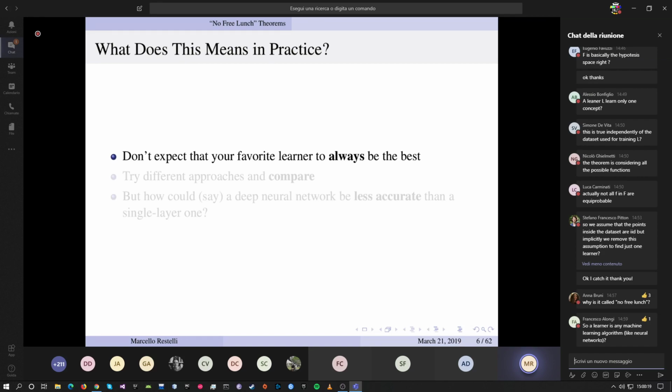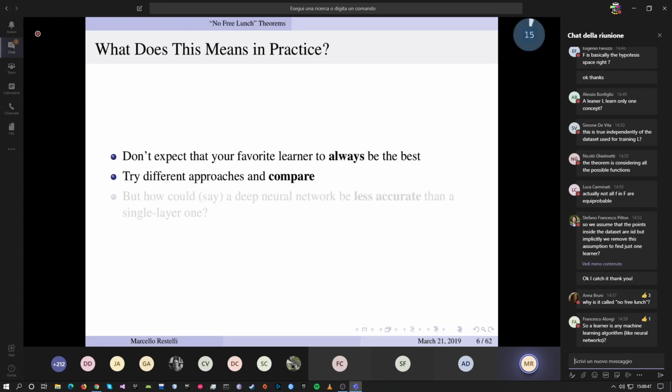Yes, actually. A learner is a learning technique. If you use a neural network, and neural networks, for example, work very well in image classification, this doesn't mean that neural networks will work very well for other problems. They work well for that kind of problems. If in some other problems regression trees are very good, okay, they are good in that problem, but maybe they are not good in other problems.